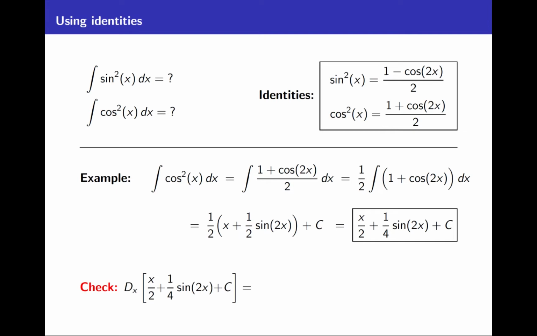And very quickly, let's check our work. Let's take the derivative of this answer. If we did it right, it's going to give us cosine squared x. So the derivative of x over 2 is 1/2. The derivative of 1/4 sine 2x is by the chain rule 1/4 cosine 2x times 2. That simplifies to 1 plus cosine 2x over 2.